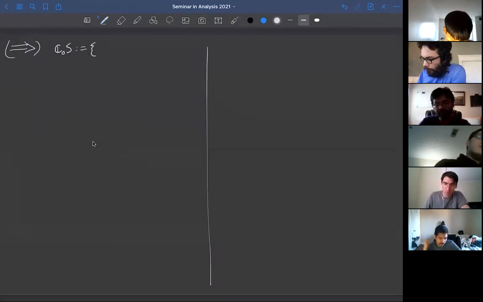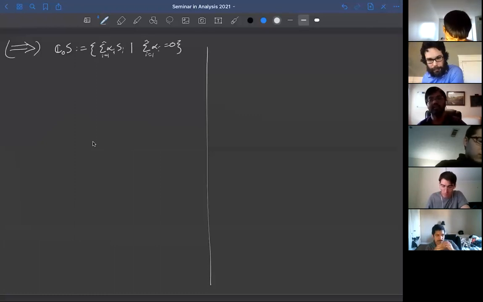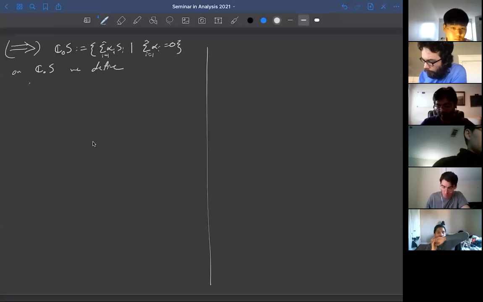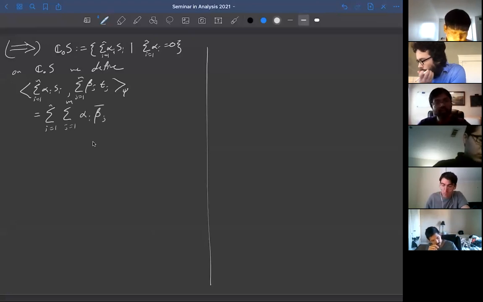This will be the set of all linear combinations, the sum of alpha i s i from i equals 1 to n, such that the sum of the alpha i is equal to 0. So it's linear combinations where the sum of the coefficients is 0. This is a perfectly nice vector space. On this vector space, we define an inner product: the inner product of the sum of alpha i s i with the sum of beta j s j, j from 1 to m, is equal to the sum over i from 1 to n and j from 1 to m of alpha i beta j bar, maybe. Okay, maybe we do want a real Hilbert space here.